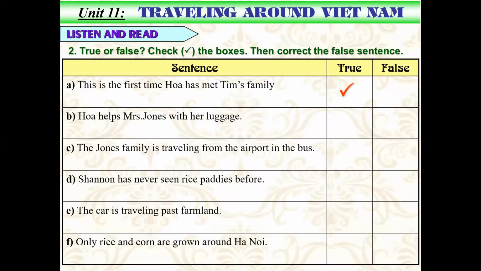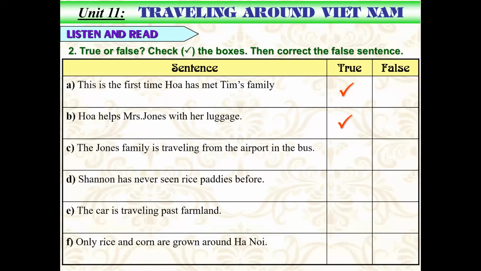I would like you to do sentence B. Now look at sentence B. What are the keywords? The keywords are Hoa helps Mrs. Jones her luggage. Is it true or false? Yes, it is true, because you can find the answer on the fourth line of the conversation. Hoa said, "Can I help you with your bags, Mrs. Jones?"